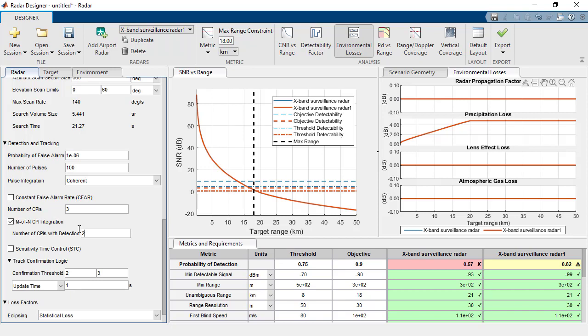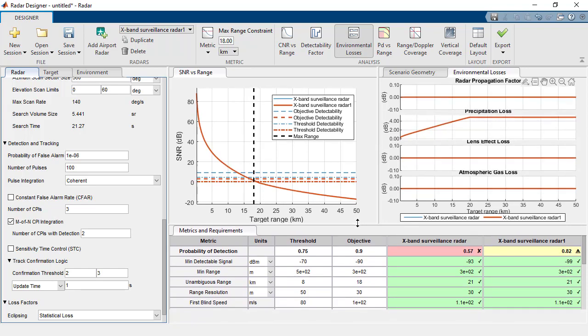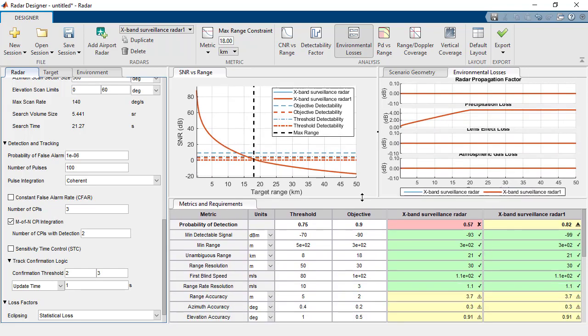Although the probability of detection is still below the specified objective value, it meets the threshold requirement. This means that the system has an acceptable detection performance in heavy rain. Similarly, the range, azimuth, and elevation accuracies clear the threshold requirement, but are below their respective objective values.